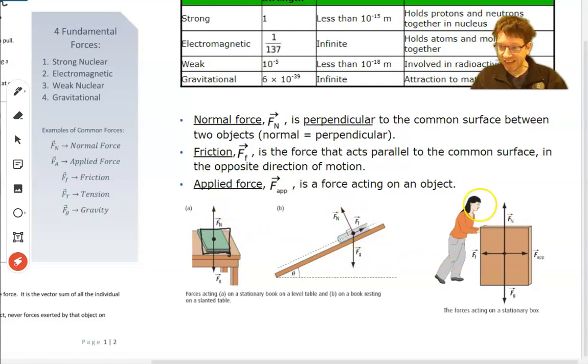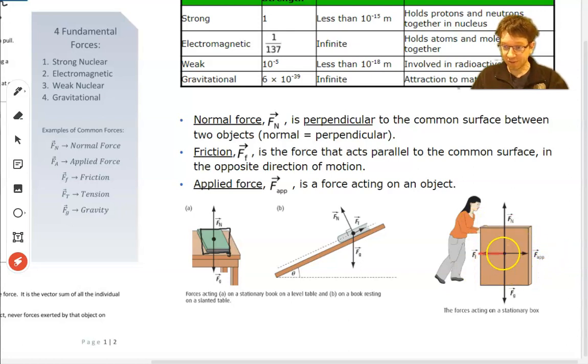All right, last example. Here you have a person pushing on a box. That we call the applied force. If you are exerting a force, either a push or a pull on an object with your muscles, we call that the applied force. So in this case, this lady is pushing a box, so there's an applied force forward.